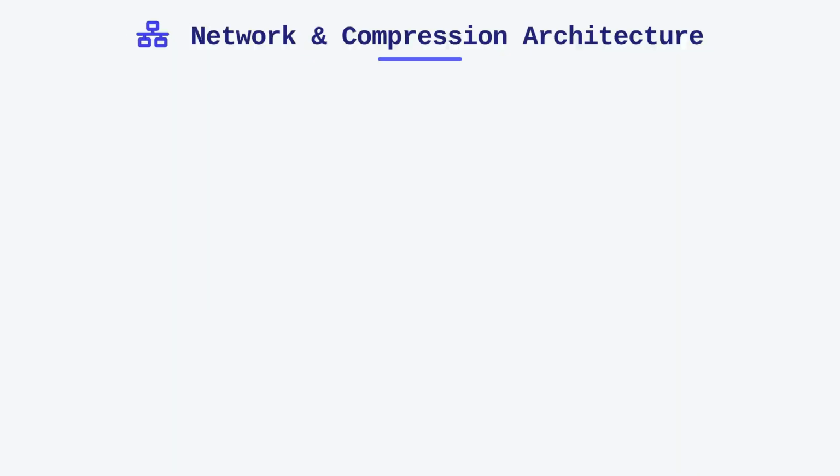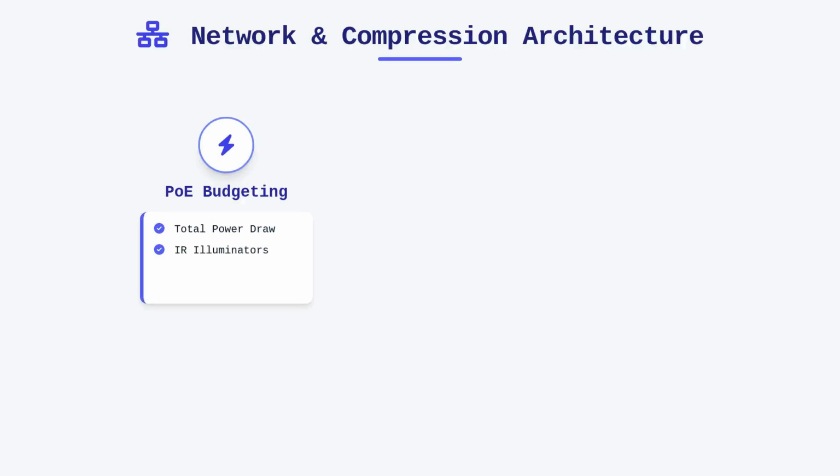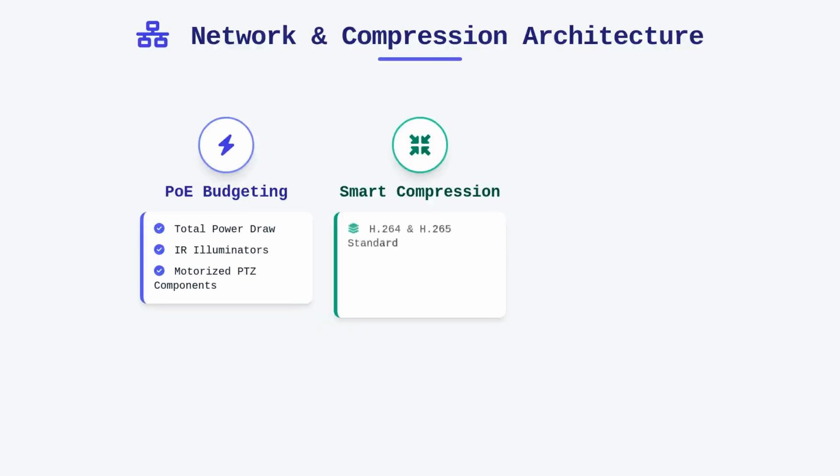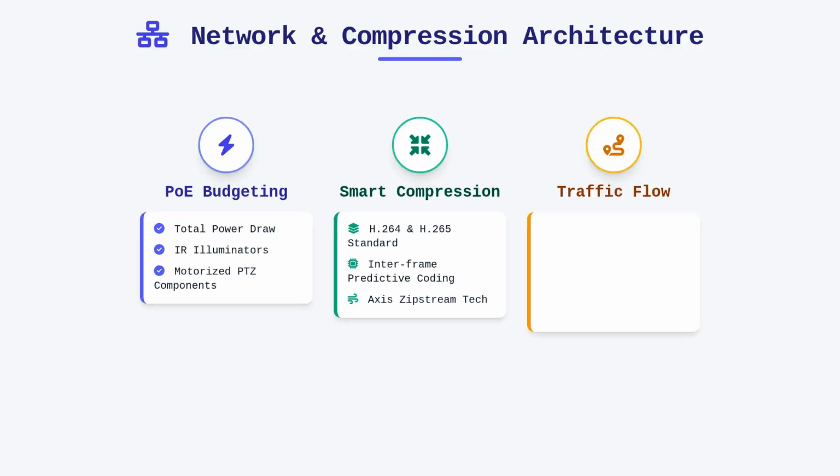The network and compression layers represent the conduits through which your data becomes usable system information. And here, bandwidth management is paramount. We have explored the nuances of PoE standards, confirming that power budgeting must always account for total draw, including IR illuminators and motorized PTZ components. Regarding H.264 and H.265 compression, you should reinforce your understanding of how interframe predictive coding and AXIS Zipstream technology drastically reduce storage footprints without sacrificing legitimate forensic detail.